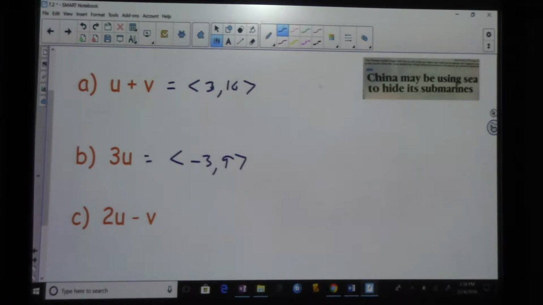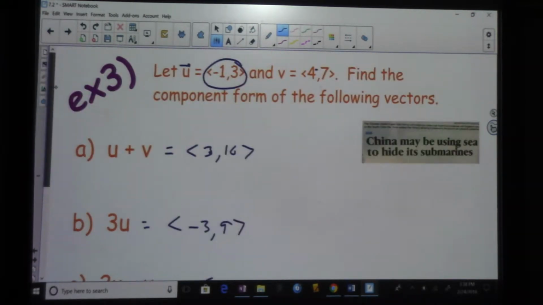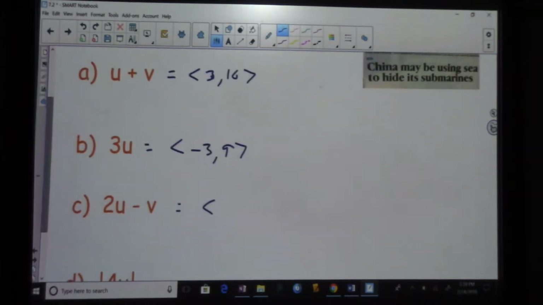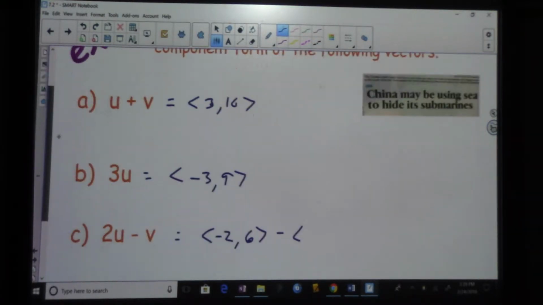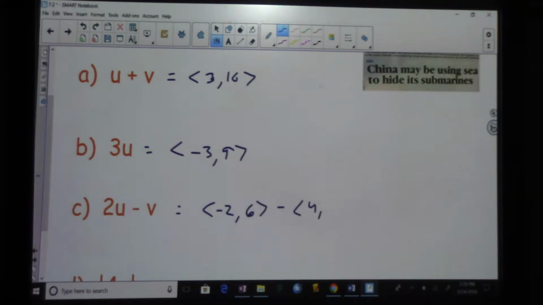Next one, 2U minus V. Well, first let's find 2U. So 2 times U will give me negative 2, 6. Minus, let's see, vector V was 4, 7. Okay, so negative 2 minus 4 is negative 6. 6 minus 7 is negative 1. There we go.